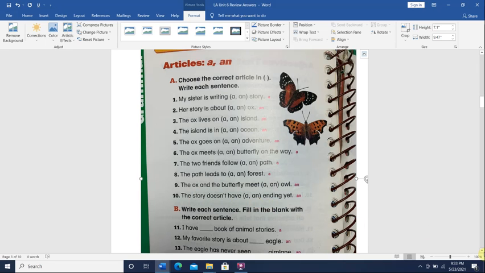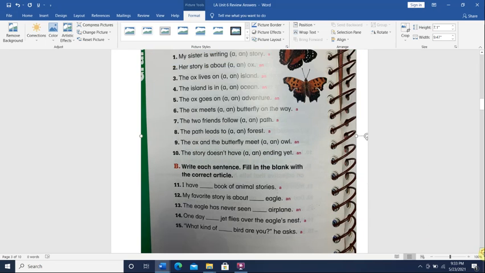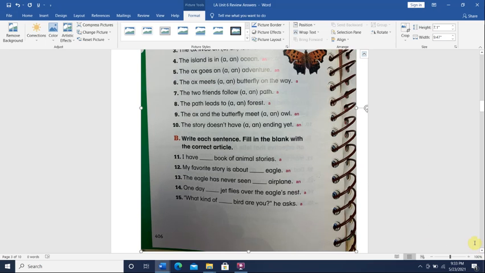Okay, it says here complete each sentence with the correct article, which is a or an. I have blank book of animal stories. Book. I have a book. Why? Book begins with a B. My favorite story is about eagle. Eagle begins with a vowel. So my story is about an eagle.